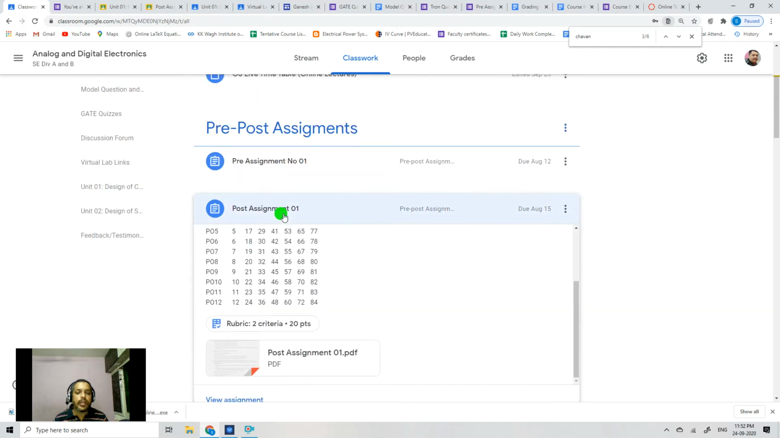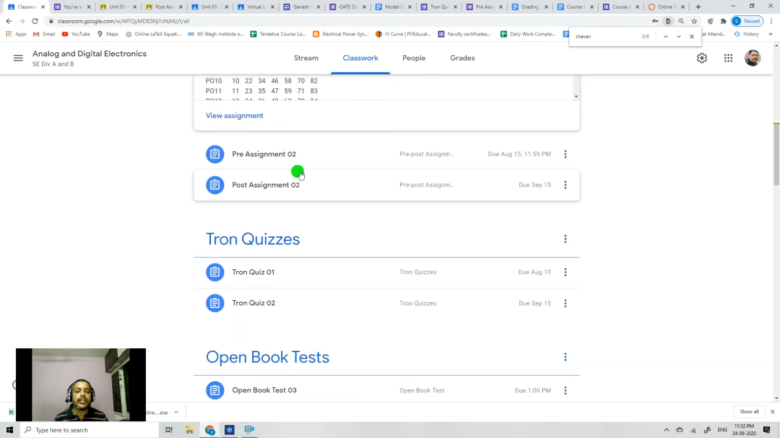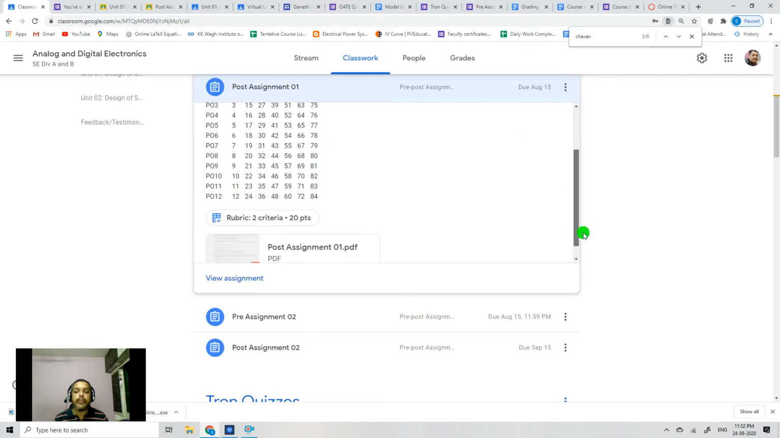So you can observe here the post assignment. For the post assignment, one number question is assigned to roll numbers 1, 13, 25, 37. Likewise, question 1 is assigned to these 6 people, question 2 is assigned to these 7 people, question 3 is assigned. So what is that assignment basically?